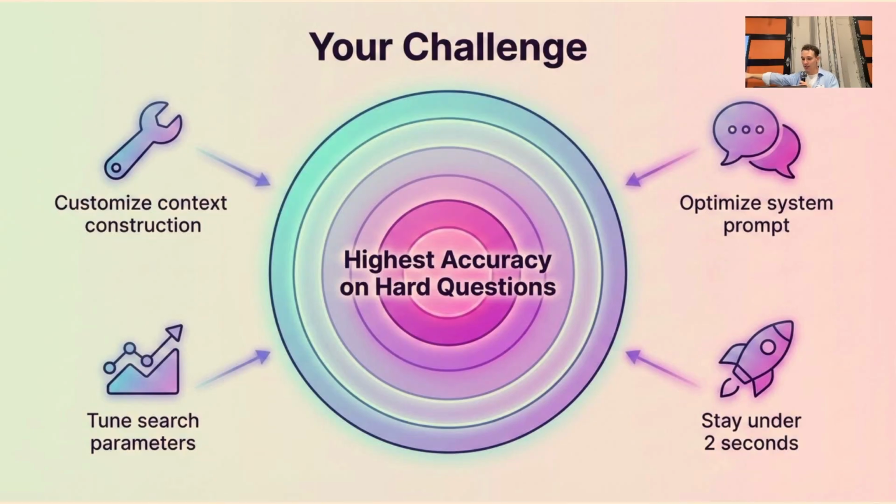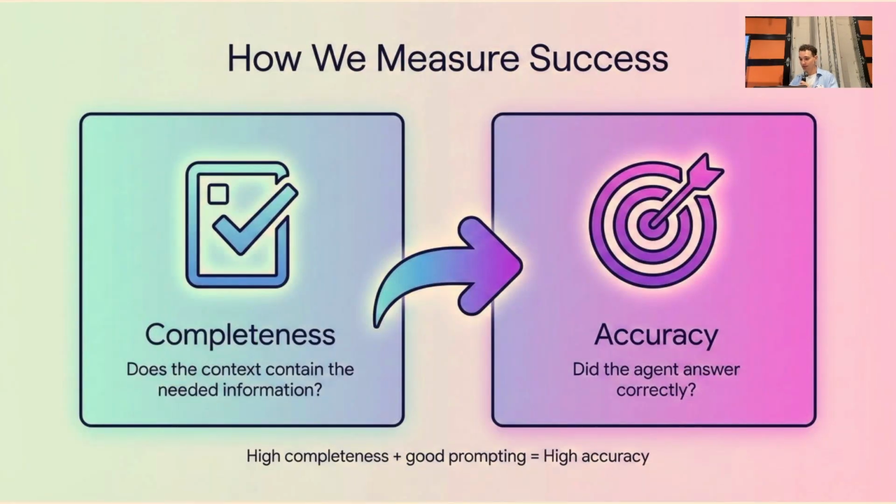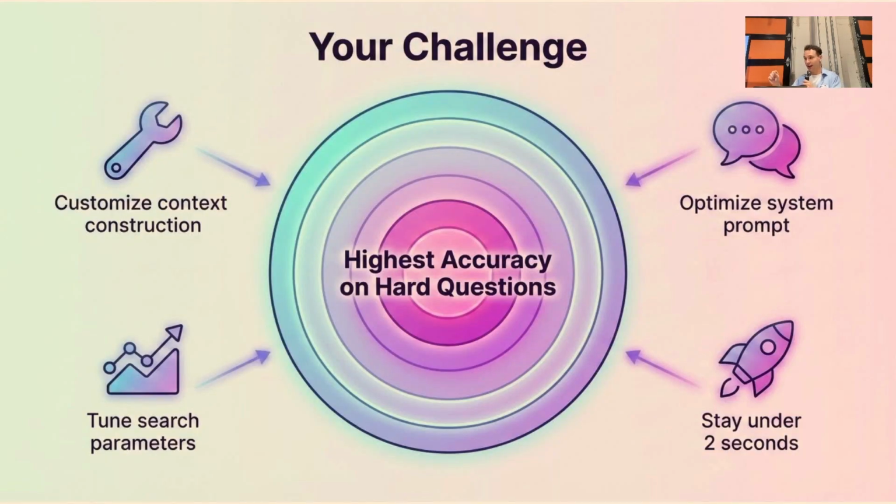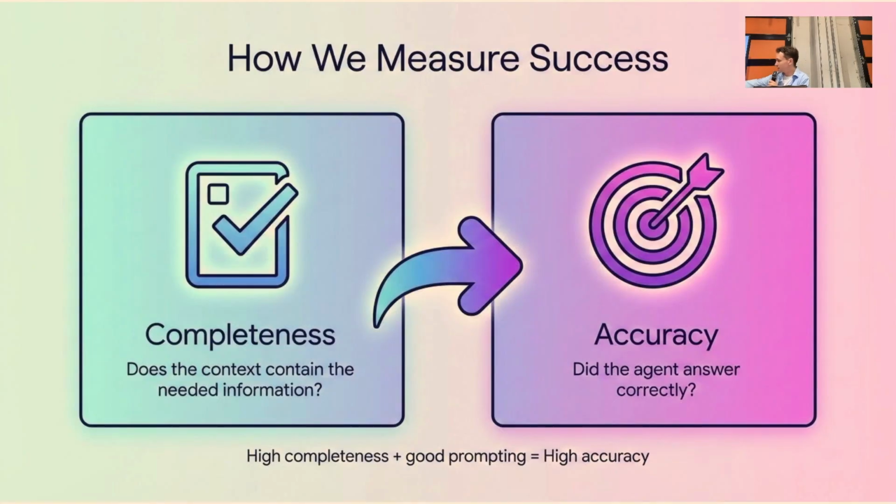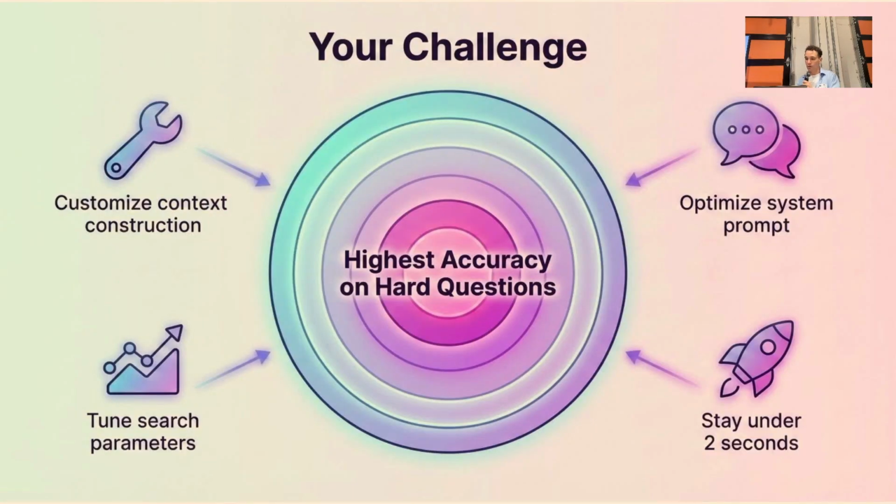So the challenge for the contest is to get the highest accuracy, not completeness, accuracy, on the hard category. This is the hardest. It's generally going to be the lowest percent score, because even if you have complete context, the agent doesn't necessarily use it. So this is generally lower, not always, but generally lower than the completeness score. That means part of what you will do is optimize a system prompt to make sure it uses the context.